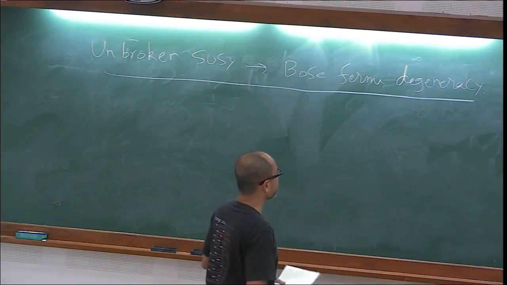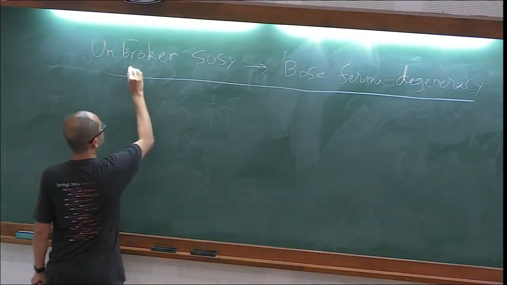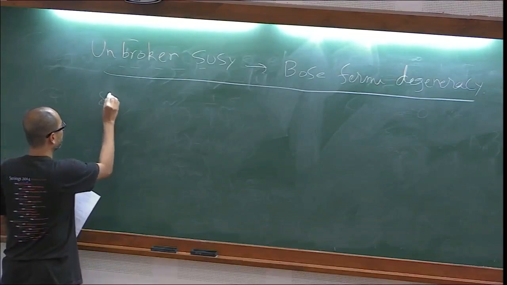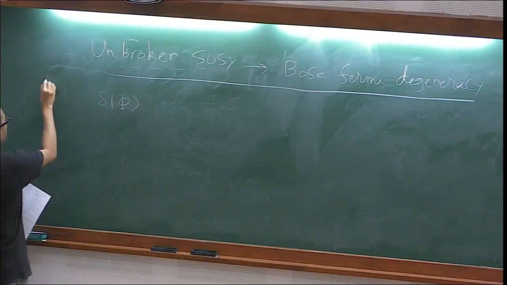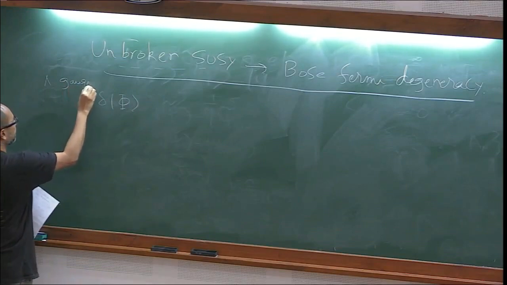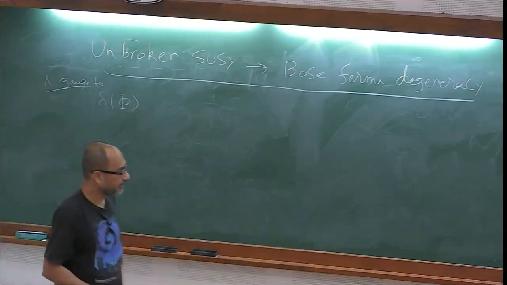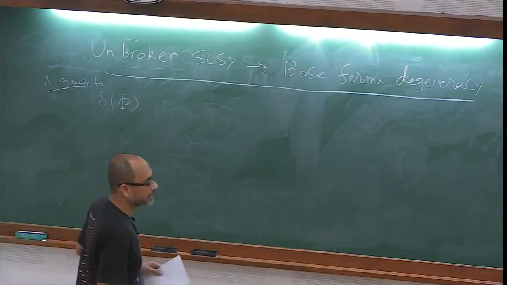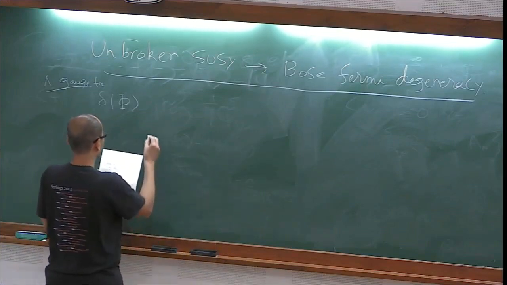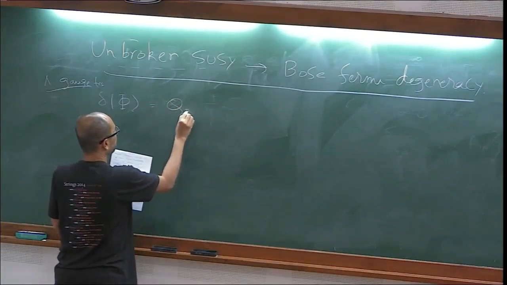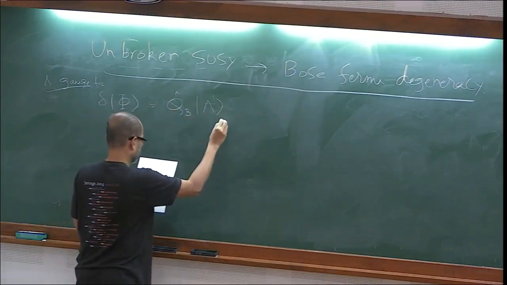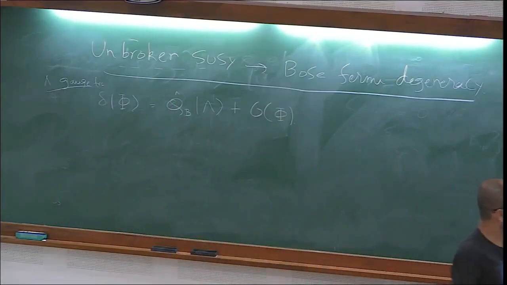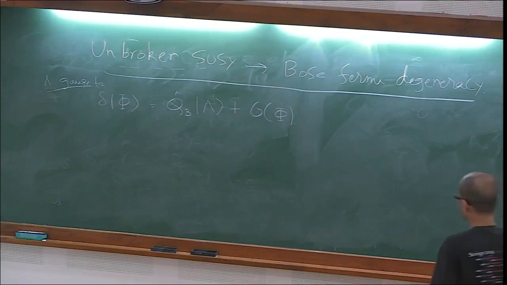Okay, so first let's see what we mean by unbroken supersymmetry. What is the signature of unbroken supersymmetry in this formalism? For this, let's recall the lambda gauge transformation, which I probably just erased. Oh, it's still there. So forget about the lambda tilde, which is trivial. The lambda gauge transformation is delta phi equals QB hat lambda plus order phi, and delta phi tilde is order phi.